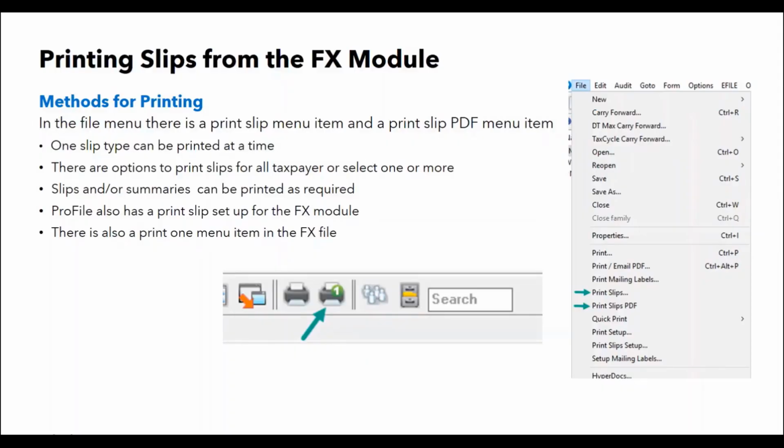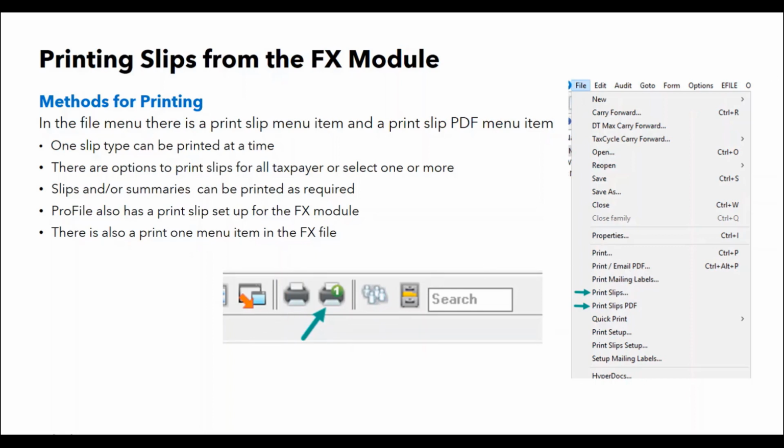So there's a few different methods of printing from the FX module in ProFile. Under the File menu, you'll see that there are a number of print options. You can print to a physical printer, send it to email, create a PDF, or print your slips, and there are some setup options as well. And in your top toolbar, you also have the option to just print one form, the current form that you're on. And this is another way to access your print settings from the toolbar.